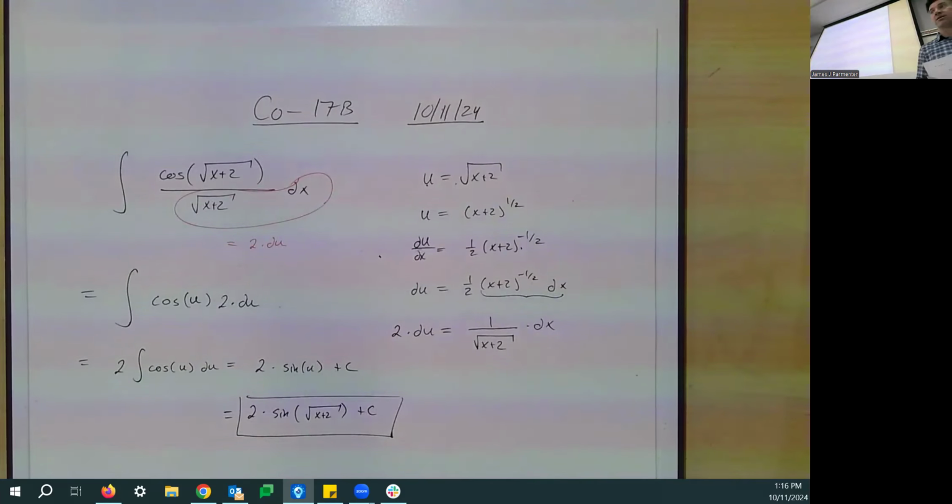Integration by parts. Oh, yeah. Is that the same as? Not at all the same.